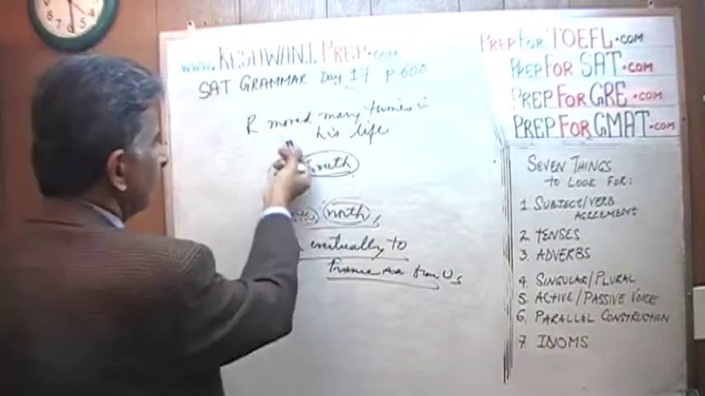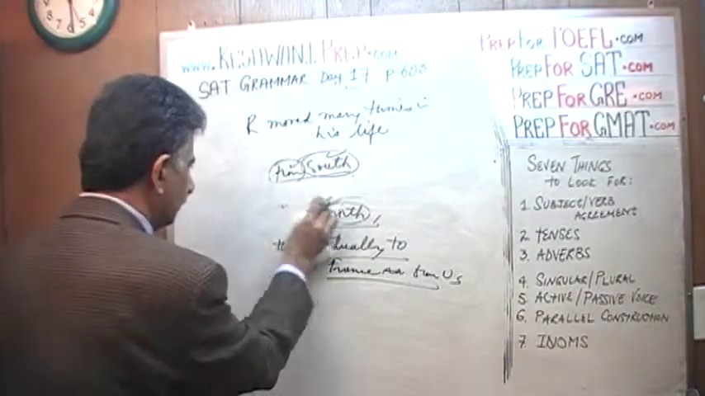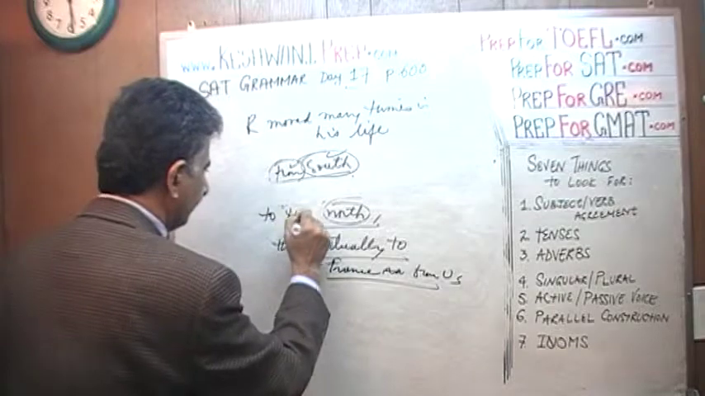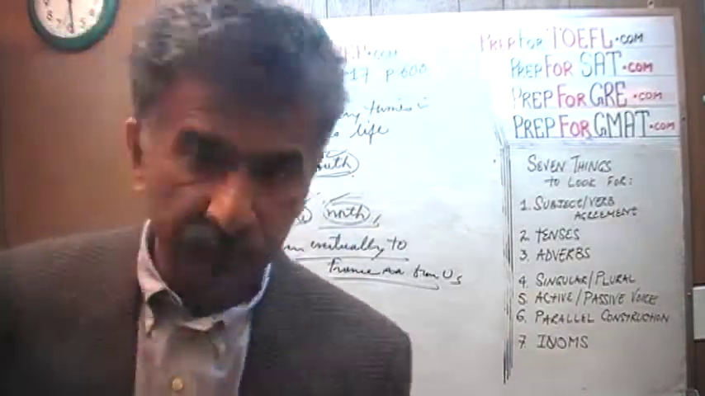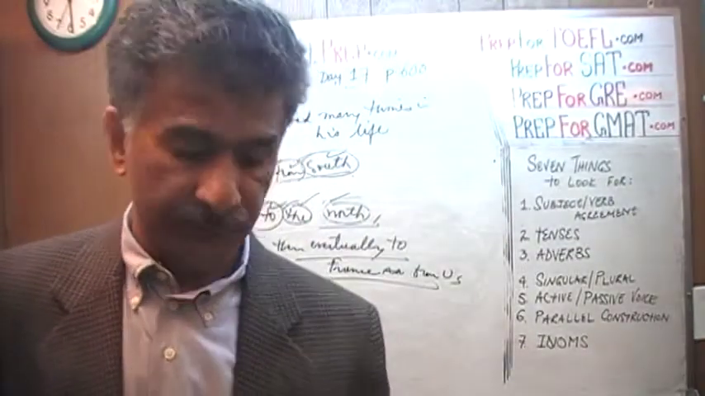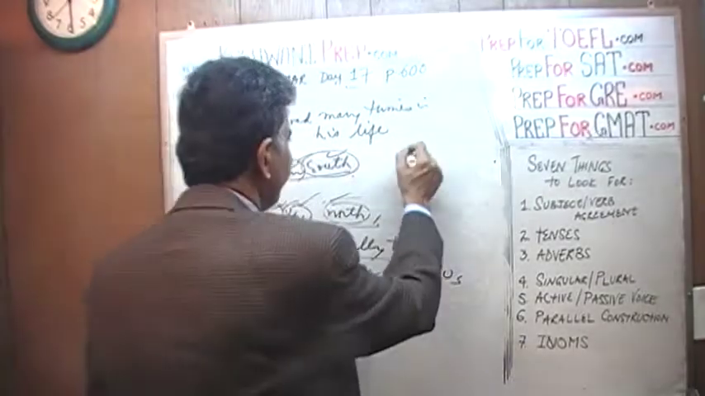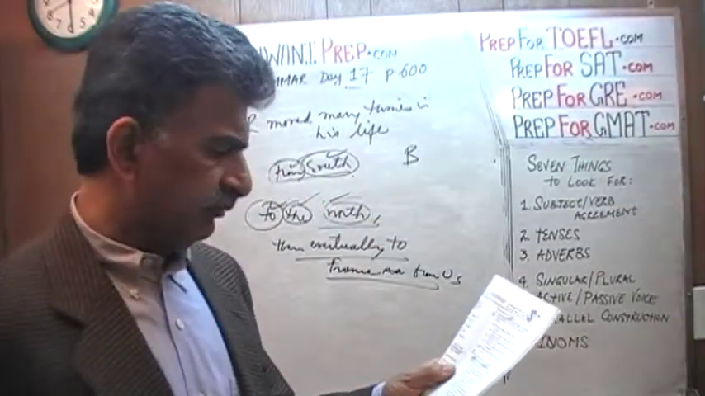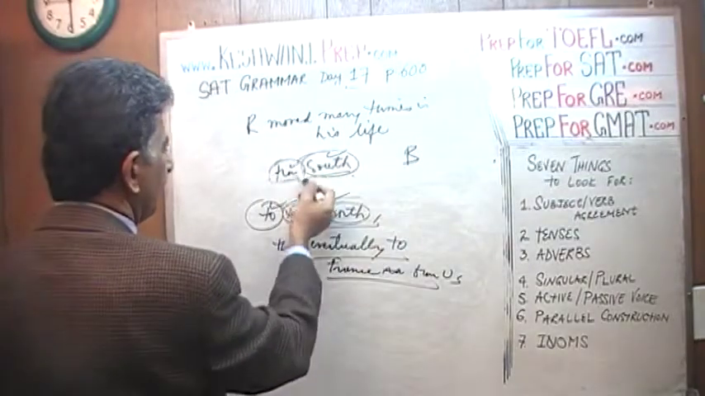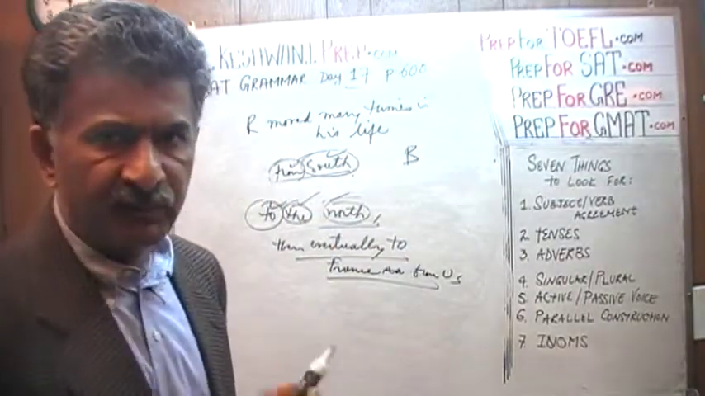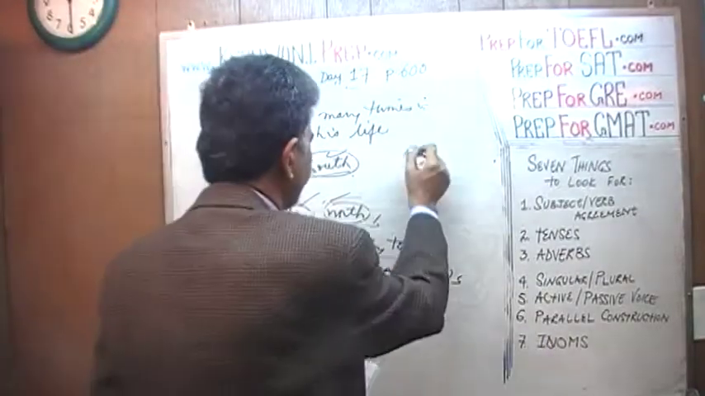So it says he moved many times in his life from south to the north, and then eventually to France from the US. Now we are ready to look at the answer choices. Let's do that then. Lift your hand. Let's go through one by one. B says the first move he made. That's not what we said. What we're saying is that he moved many times in his life from the south to the north. I'm looking for something that says from the south to the north. Straightforward, simple, direct. That's not what B says.